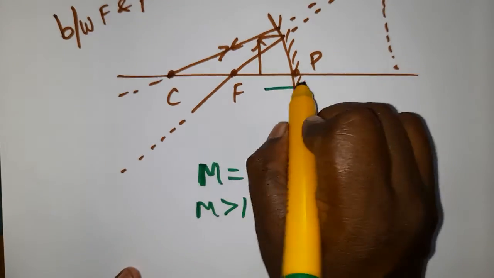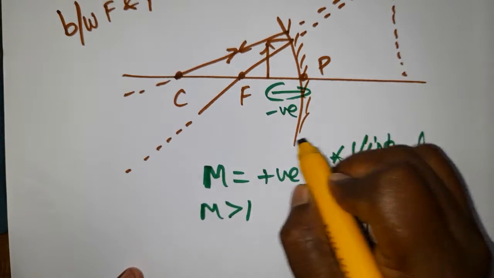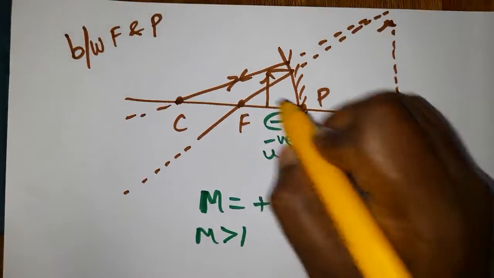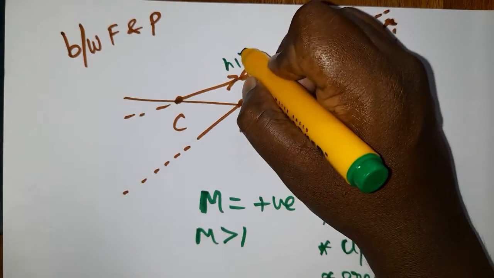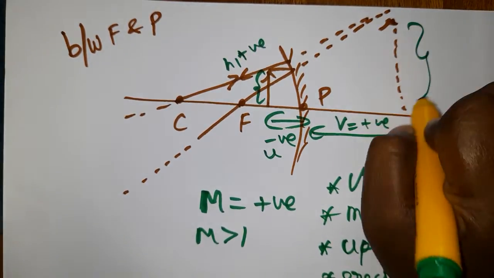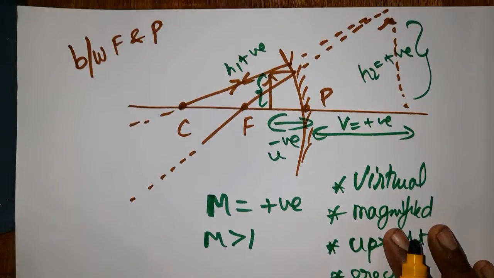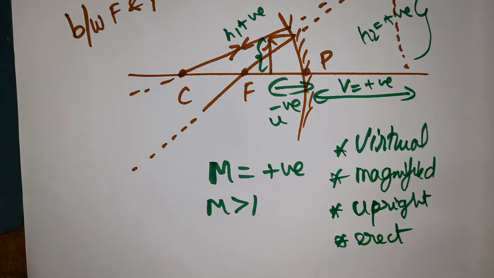Now, what about the u distance? The u distance is to the left side of the pole, so it is negative. What about the v distance? The v distance is going to be positive. What about H1? H1 is going to be positive. What about H2? H2 is going to be positive. So, that is it. This is for the main characterization of the image.